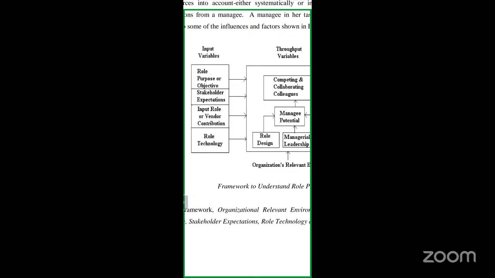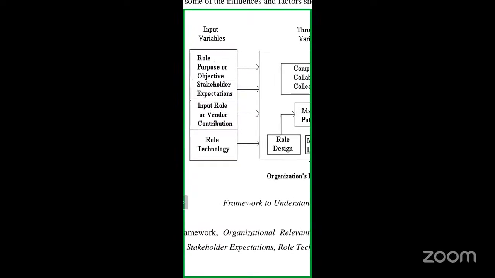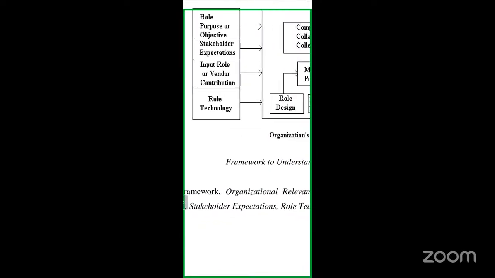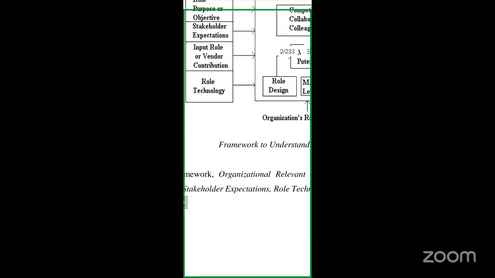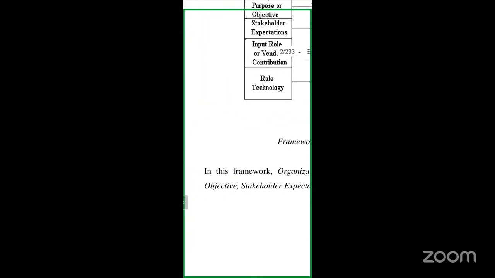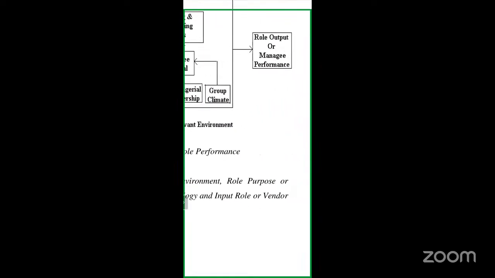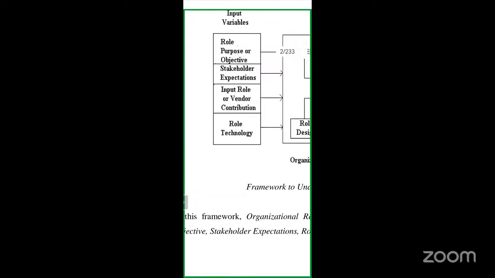So we should have some input in order to achieve our performance. These are the input variables. Variables are nothing but whose value will be changing depending upon the activities what we will be doing. In this framework, organization, relevant environment, role performance or objectives, stakeholder expectations, role technology and input role or vendor contribution are the inputs to the performance management.